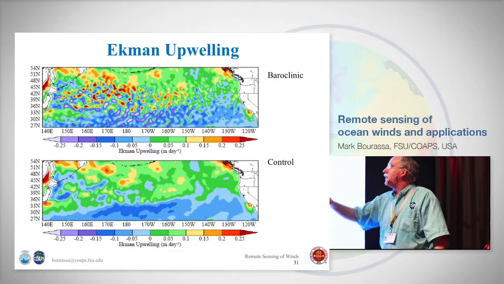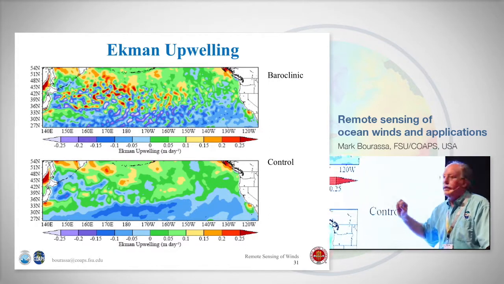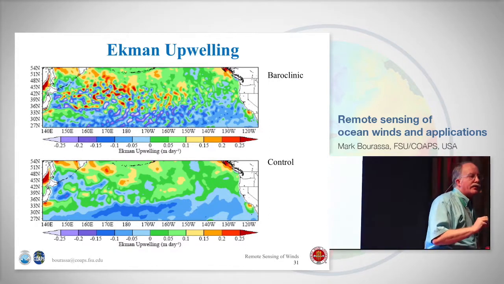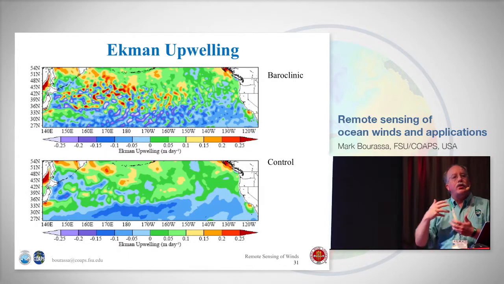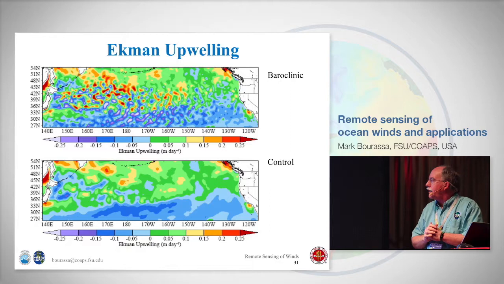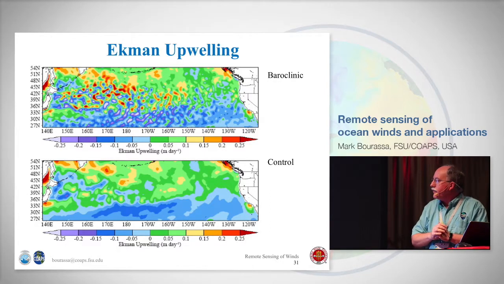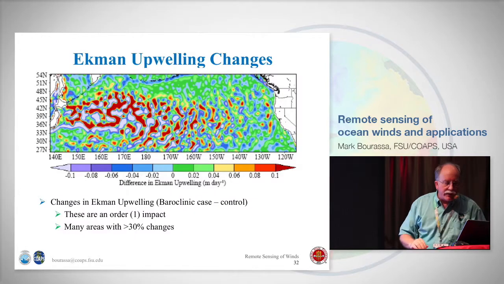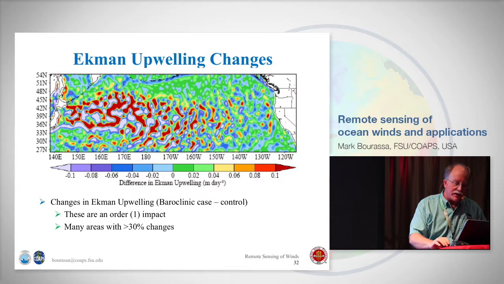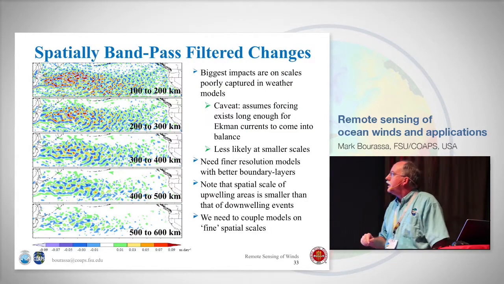Now, I am not going to tell you that this is correct, but I am going to say that there's a lot of extra ocean mixing that happens because the atmosphere responds to the ocean in some way. So here we can actually look at the percentage differences, and in many cases it's over a 30% change. It's an order 1 impact.